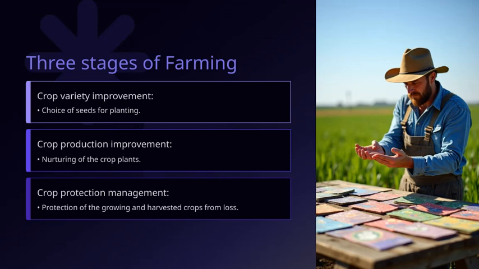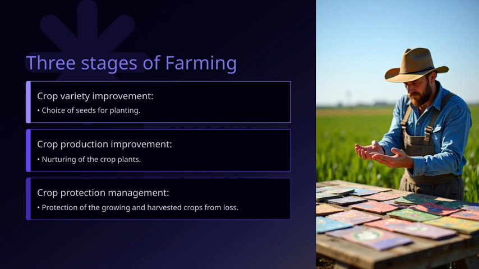Now, let's take a look at the 3 key stages of farming that are essential for successful crop production. First, we have crop variety improvement. This is all about selecting the best seeds for planting, choosing varieties that are more productive, resilient, and suited to our specific environmental conditions. It's the foundation that sets the stage for a good harvest.